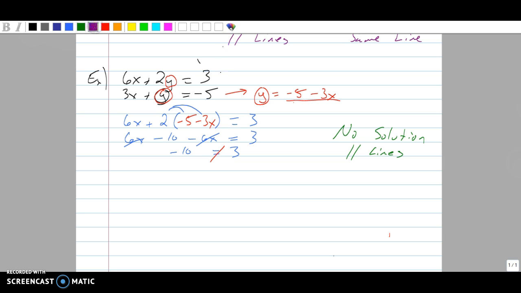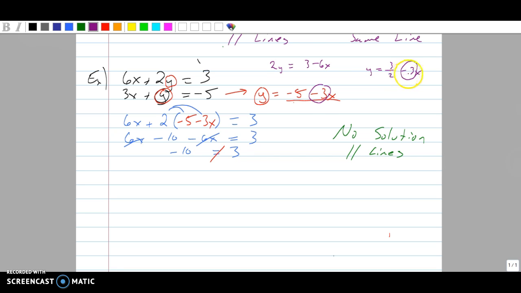Real quick, side note, this part you don't have to write if you don't want, but check this out. If I was to solve for y on this top, the bottom was y is equal to negative 5 minus 3x. But if I was to solve for y on top, it'd be 2y is equal to 3 minus 6x. And if I divide by 2 on both sides, I would have y is equal to 3 halves minus 3x. You see how both of these lines have the same slope of negative 3, but they have different y-intercepts. But here's the thing. We don't have to solve for y in the top equation.